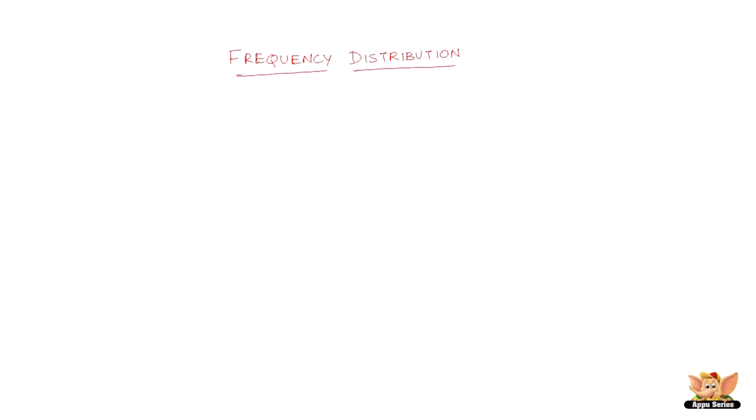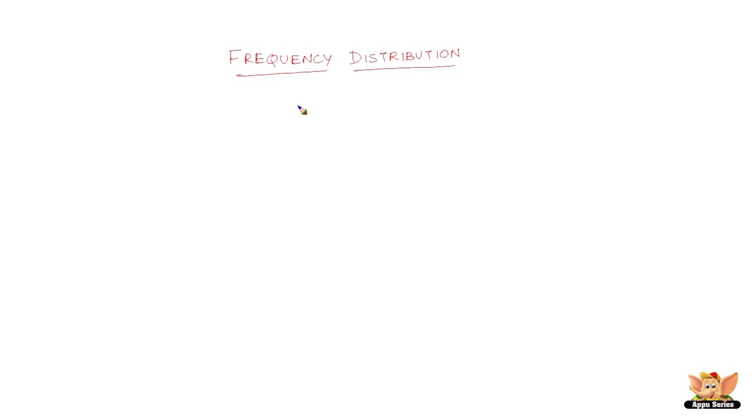In this video, let us look into the frequency distribution. Let us see what is frequency distribution and the different types of frequency distribution. Now, the frequency table or the frequency distribution is a method to present raw data in the form from which one can easily understand the information contained in the raw data.